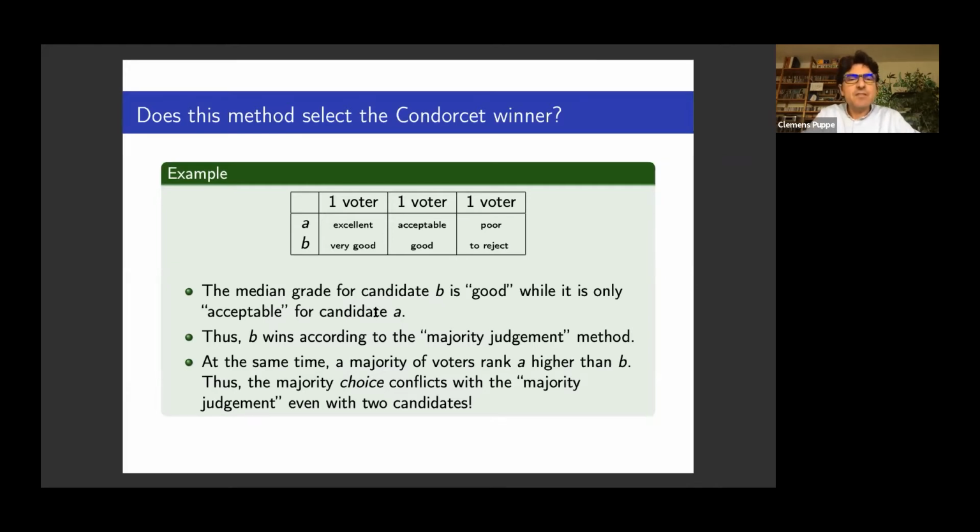But now this is not the right choice here in this example. Why? Because look at this voter. The voter to the left says A is excellent and B is very good. And the voter to the right says A is poor, but B is even to reject. Now we have a clear majority of two voters who would rather have A than B.